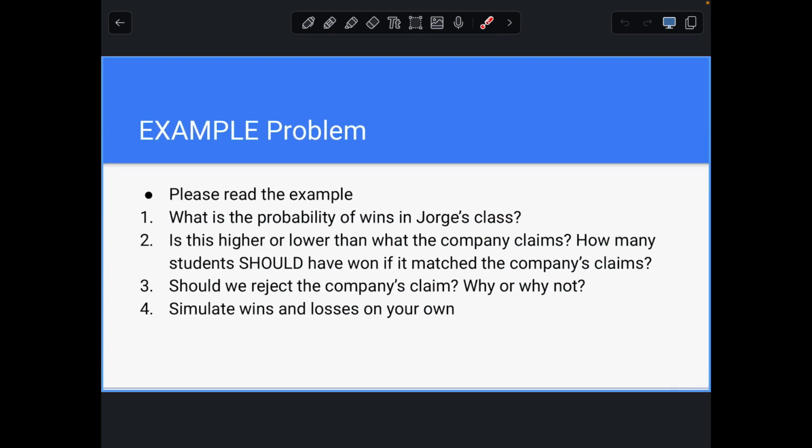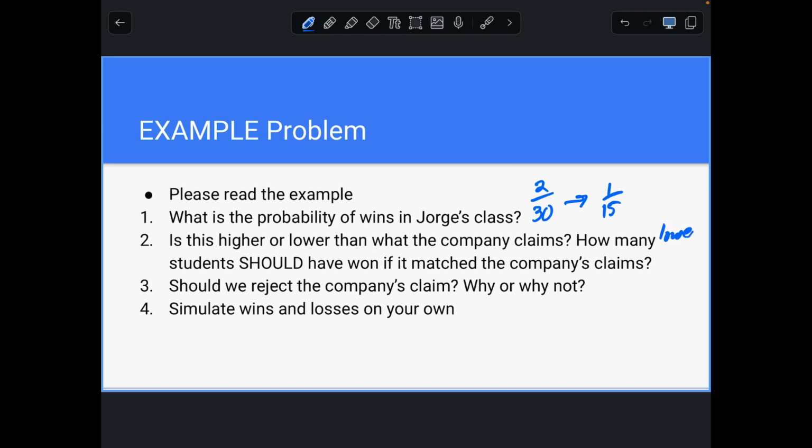Okay, so let's first talk, before we even start doing the dice and whatnot, right? What is the probability of wins in Jorge's class? Well, we know that 2 people won, and we know that there's 30 students, so that means the probability is 2 out of 30. But if we simplify that, it simplifies down to 1 out of 15. Is this probability higher or lower than what the company claims? Well, is 1 out of 15 higher or lower than the odds of getting 1 in 6? 1 in 15 is much lower, so the first part of that question is that it is lower than what the company claims.